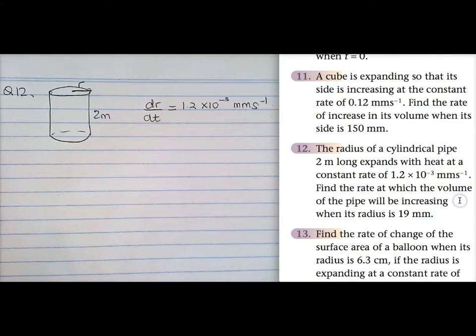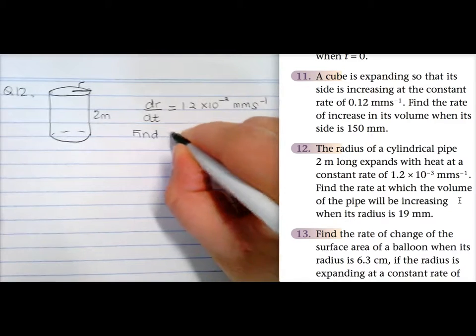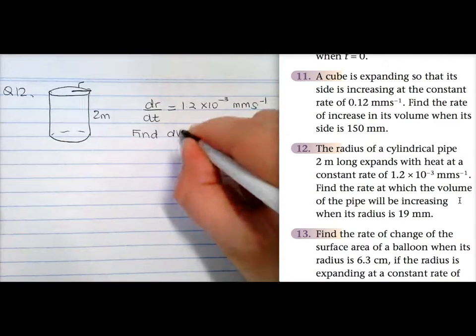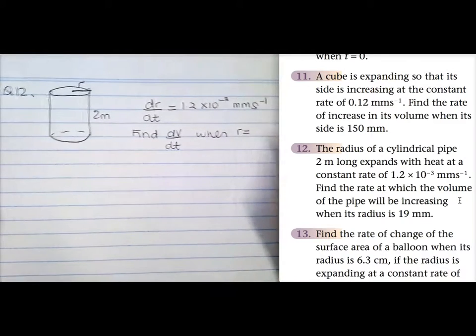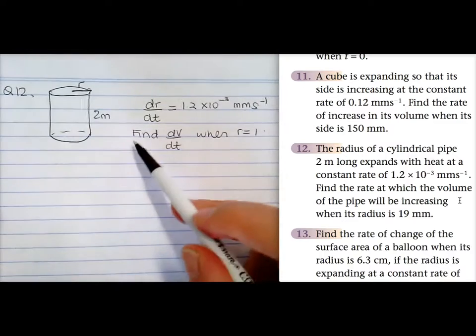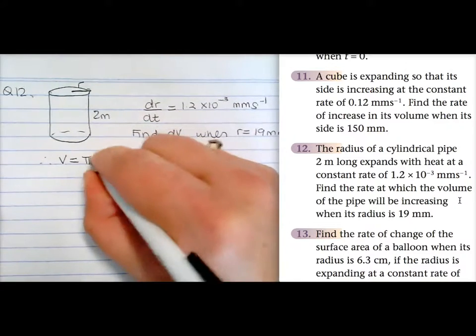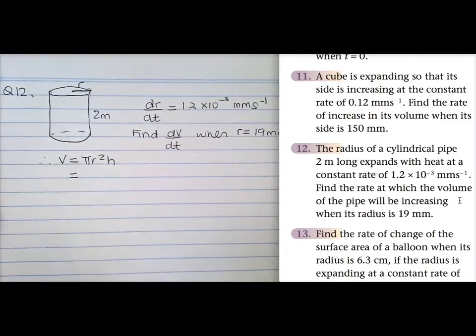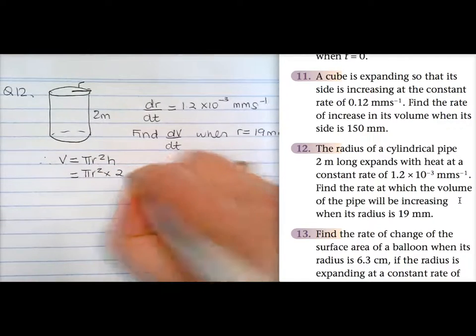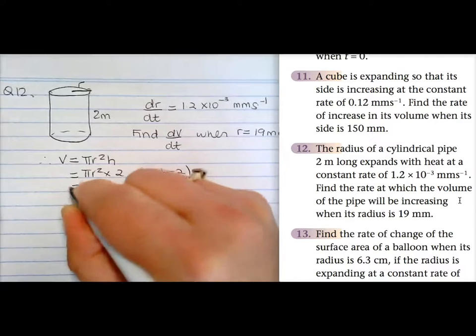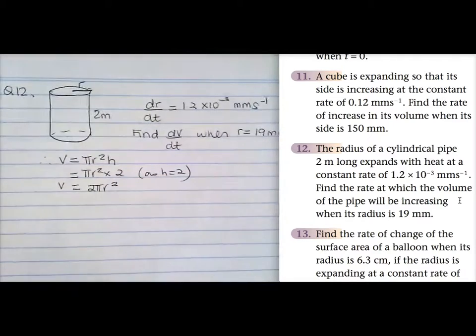Okay? It says find the rate at which the volume of the pipe will be increasing when its radius is 19 millimetres. So what are they asking you? To find what? dV dt when r is 19 millimetres. So therefore, well, what do you need? We're missing something. The volume formula is pi r squared h. But guess what? We know h, which is 2. So pi r squared times 2. Therefore the formula for the volume is 2 pi r squared for this particular pipe.